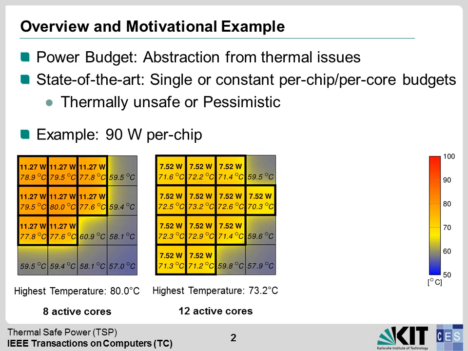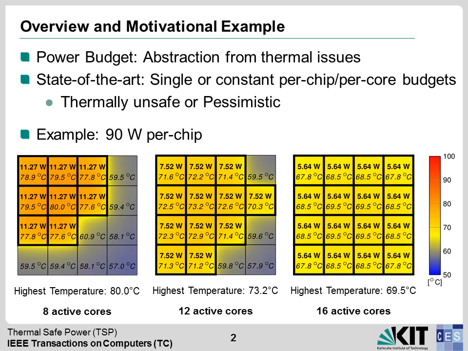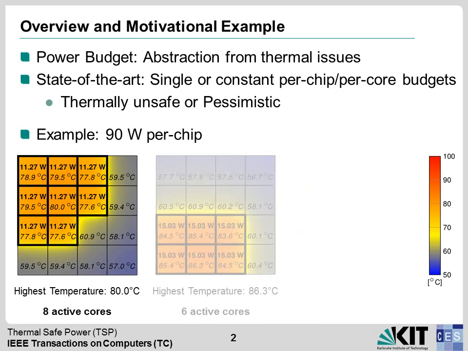Nonetheless, when we equally distribute this 90 watt per chip budget in more than 8 active cores, we observe that the maximum temperature in the chip is below the 80-degree critical temperature, meaning that the active cores could actually be consuming more power, which translates to higher frequencies and higher performance.